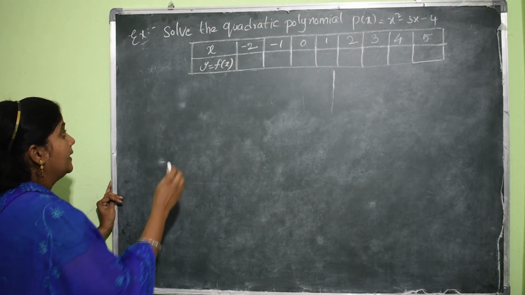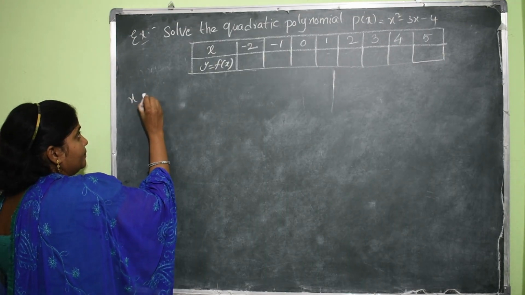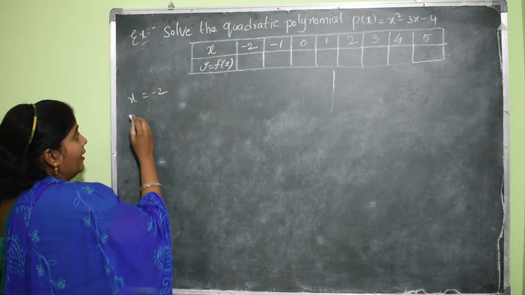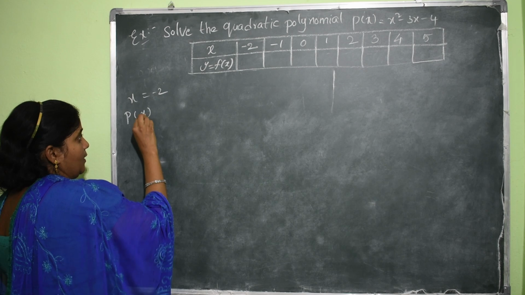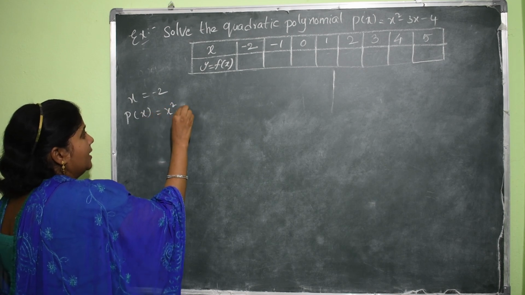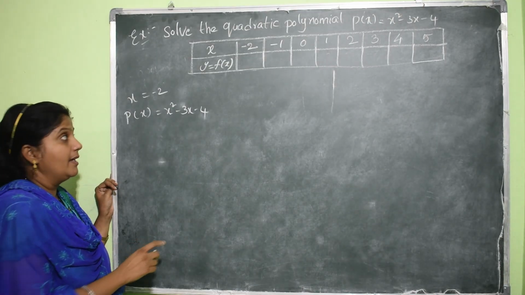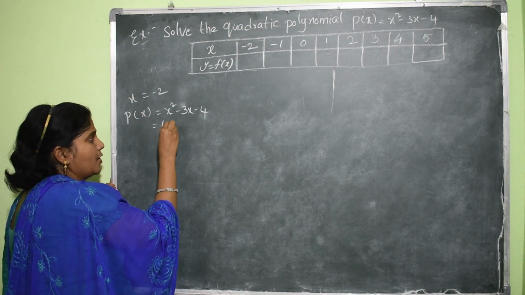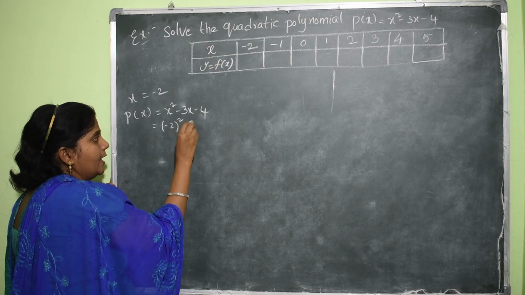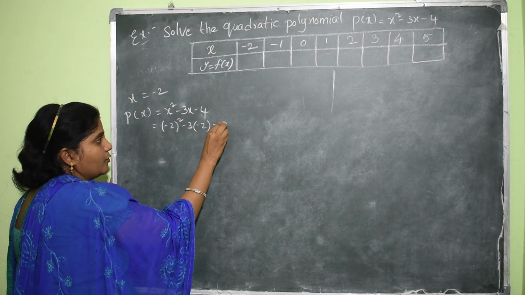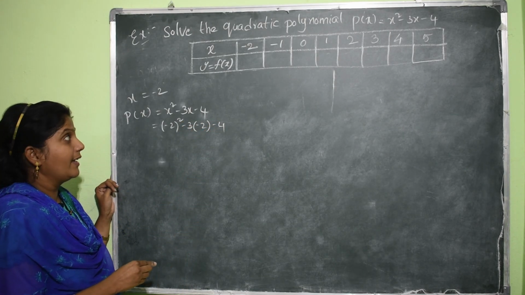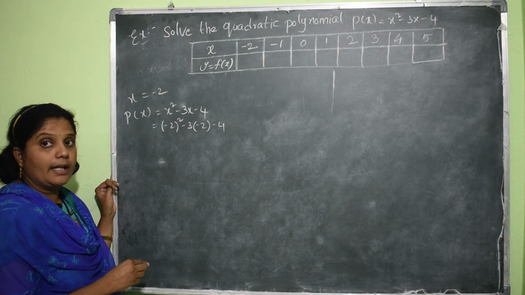So first take x value as minus 2. So what is p of x given? P of x is equal to x square minus 3x minus 4. So in the place of x, we should keep the value as minus 2. So minus 2 whole square minus 3 into minus 2 minus 4. Just in the place of x, I am keeping the value as minus 2.